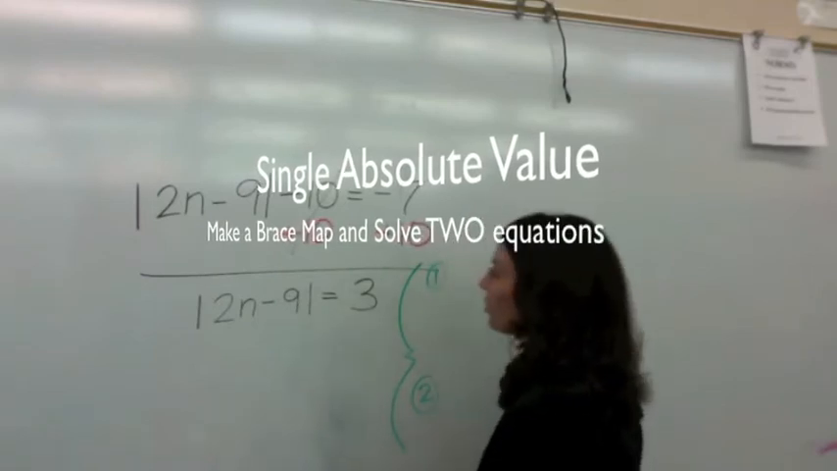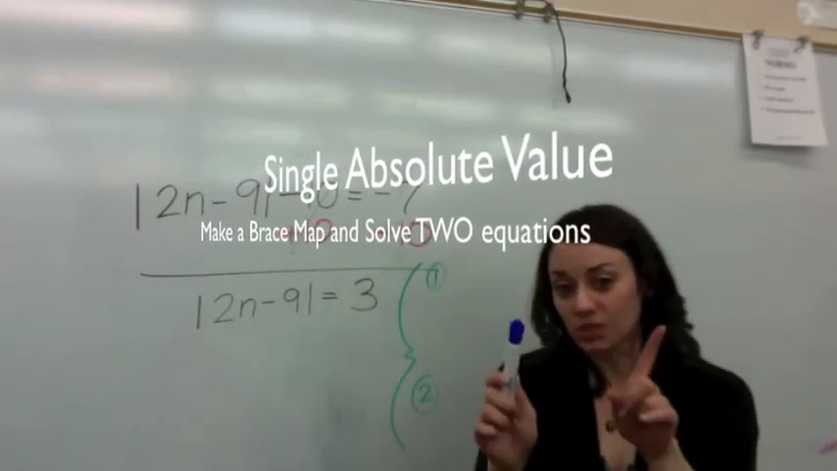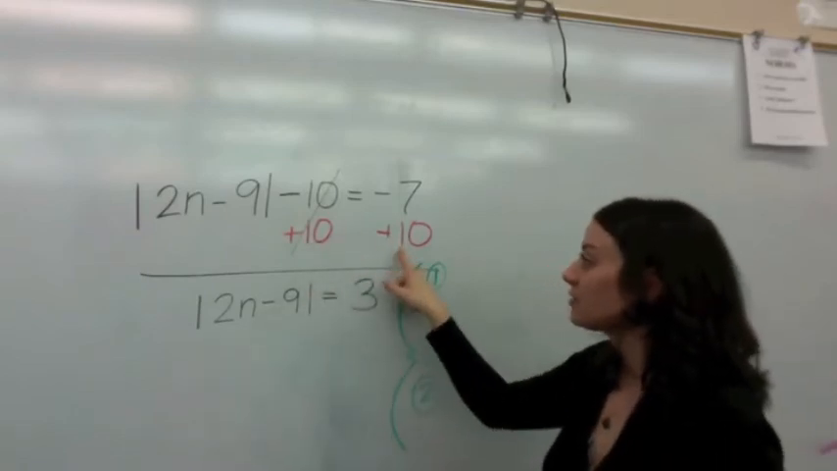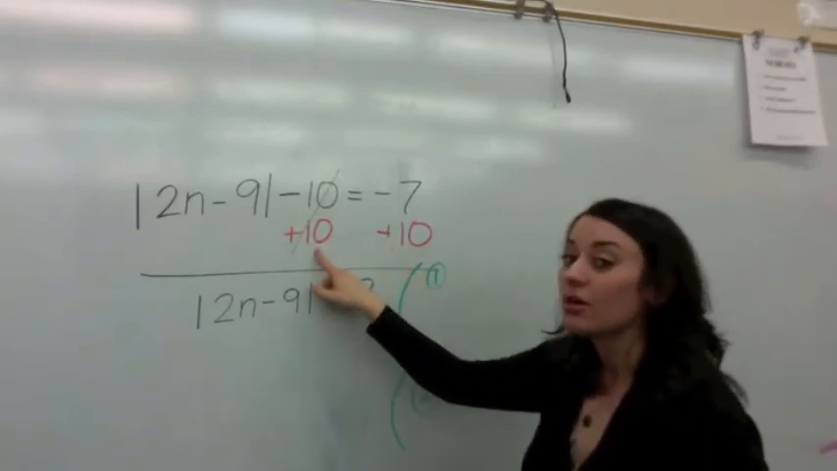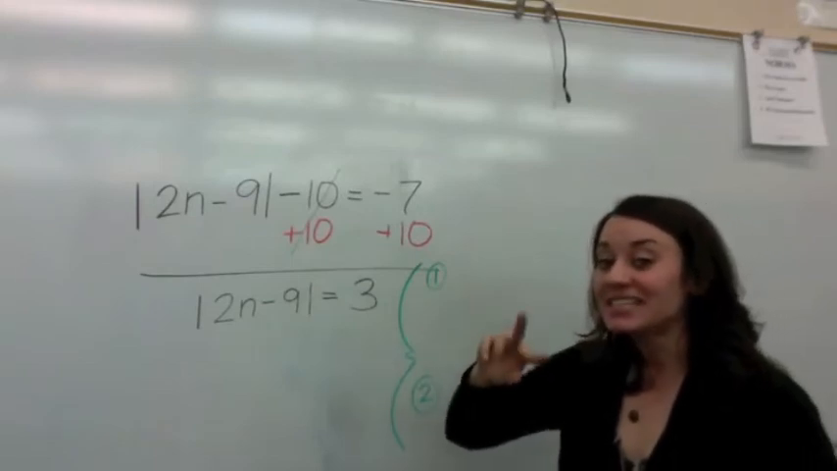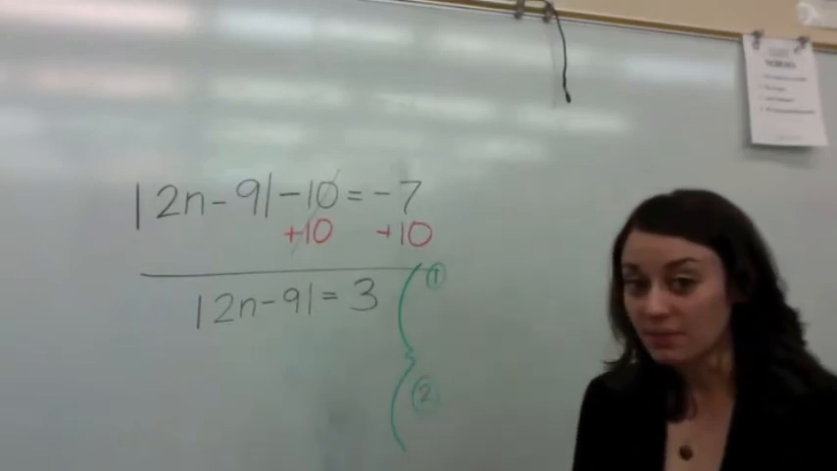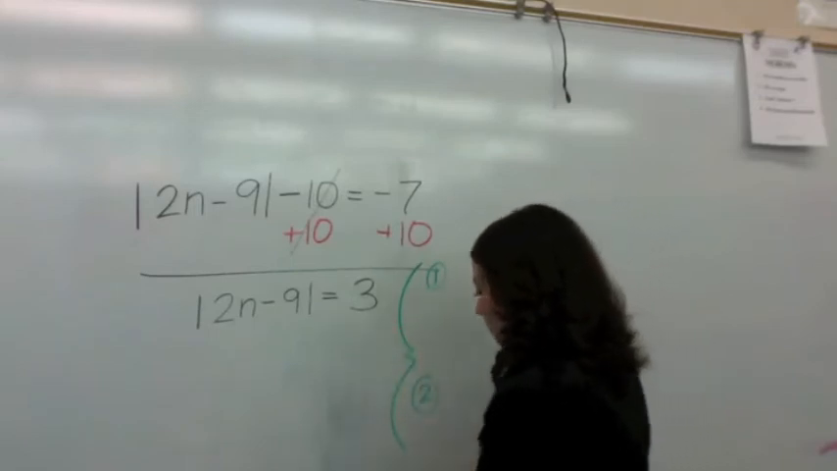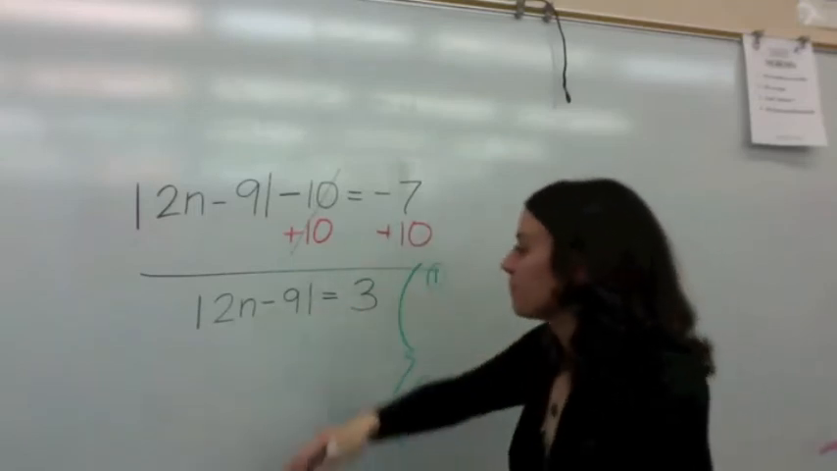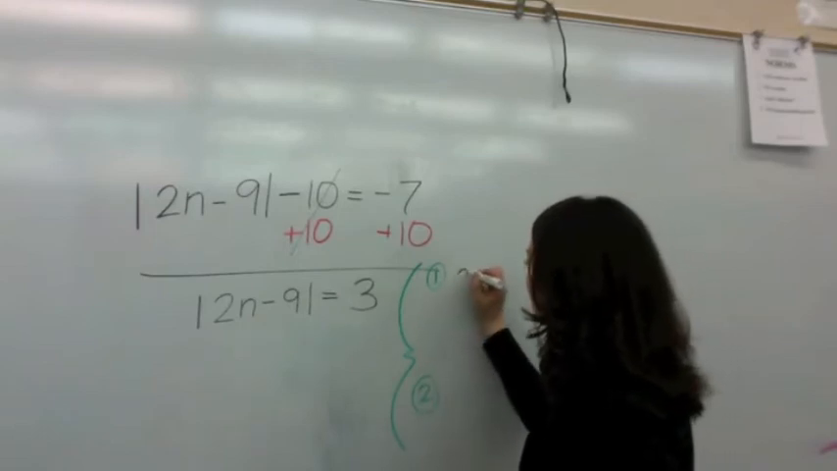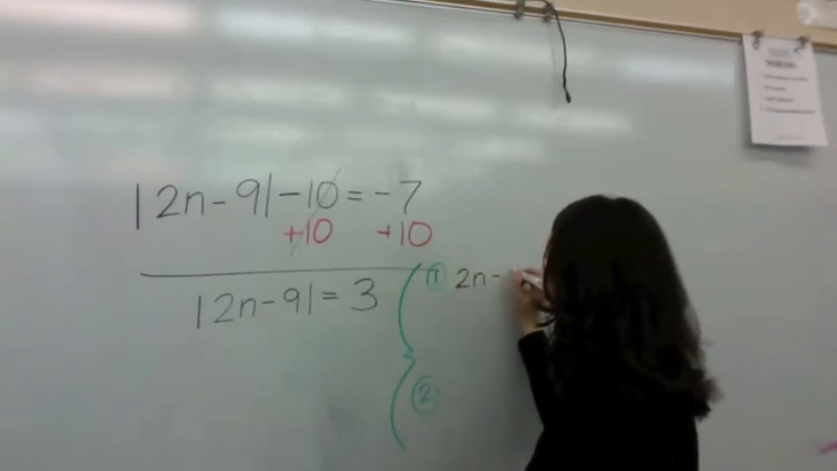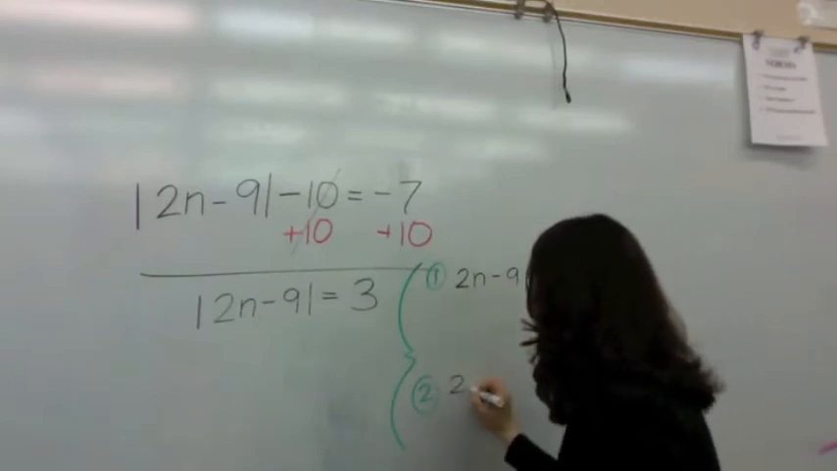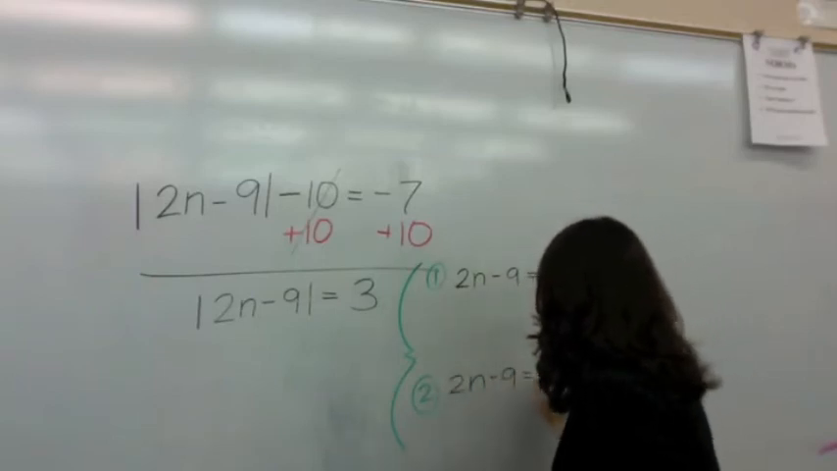Okay, so remember Mr. Cotran said that there were 3 steps. Well, guess what? The first step was what? We had to do what to both sides? We had to add 10 to both sides. The second step, of course, is when we write these equations, the first equation, you got to drop the absolute value. What is the equation? It's 2n minus 9 equals 3. Okay? And 2n minus 9 equals negative 3.